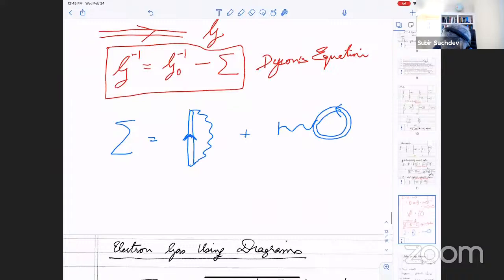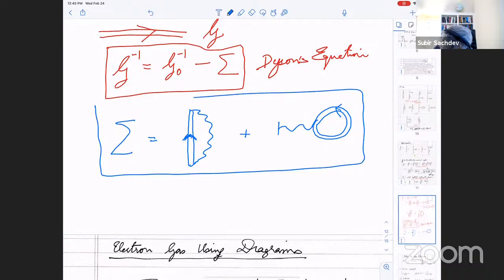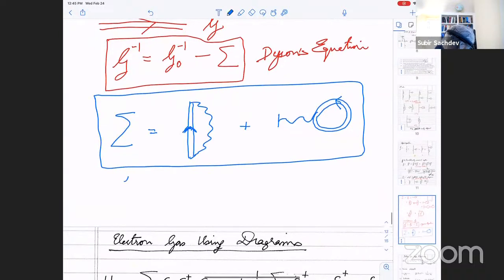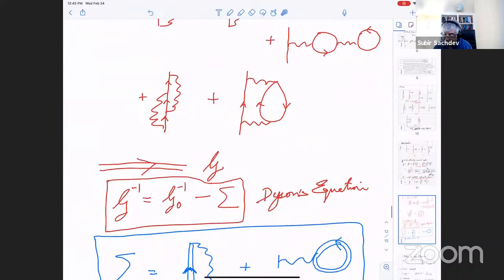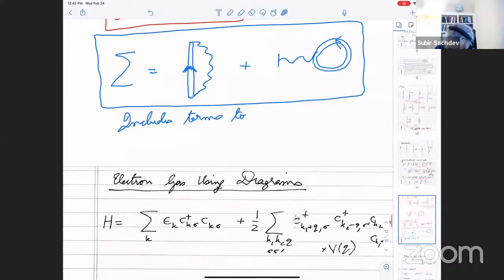So it's worth pointing out that this equation includes terms to all orders in V. And it's certainly correct to second order in V, but it keeps going. Well, sorry, it's not even fully correct to second order in V, because at second order in V, we have these additional graphs that we haven't considered. So we just throw them out for now. So this equation includes terms to all orders in V.